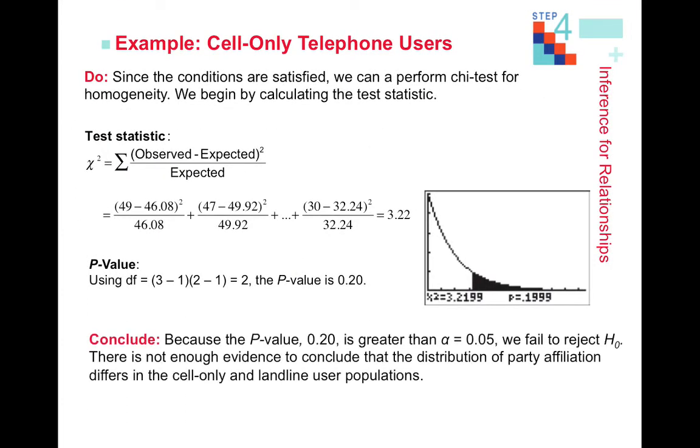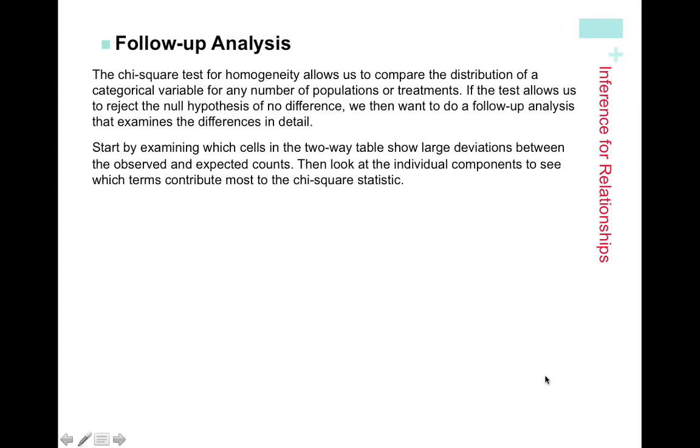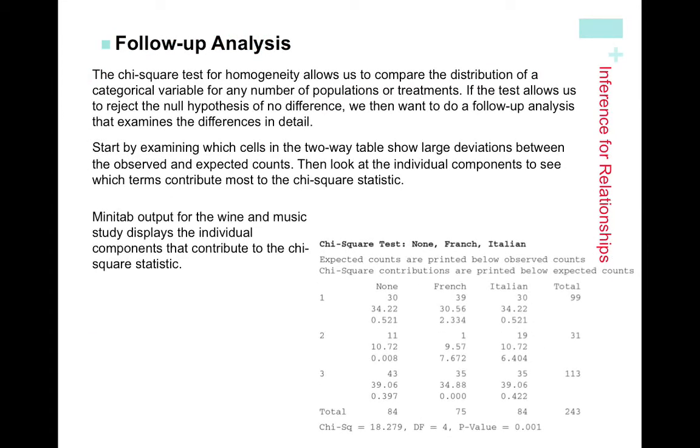So the p-value is 0.2. It's greater than the alpha that we chose, so we fail to reject. There's not enough evidence to conclude that the distribution of party affiliation differs, which is not that surprising. We can always do a follow-up analysis if we need to.